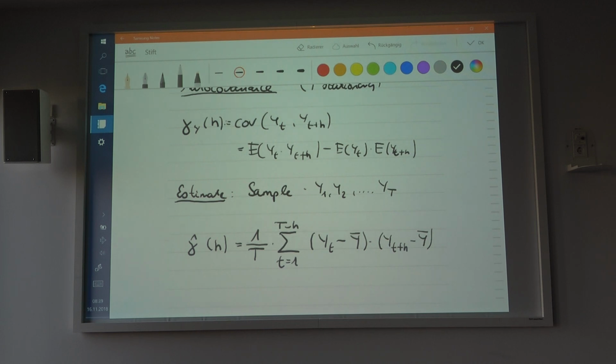So that's basically how it's done. This is the estimate of the autocovariance.